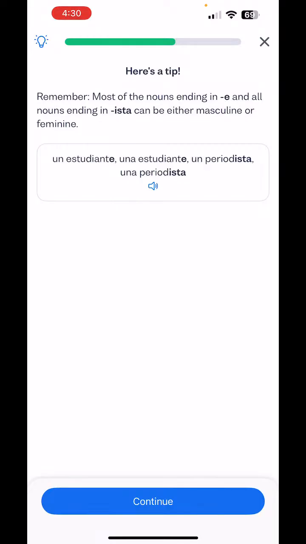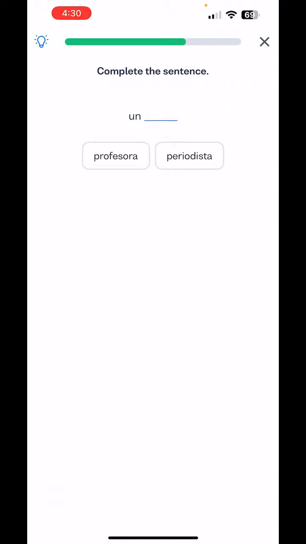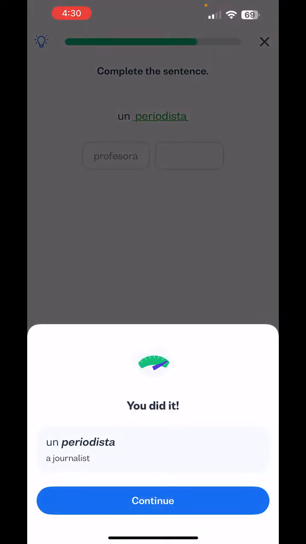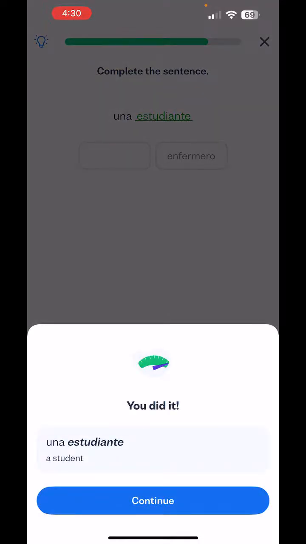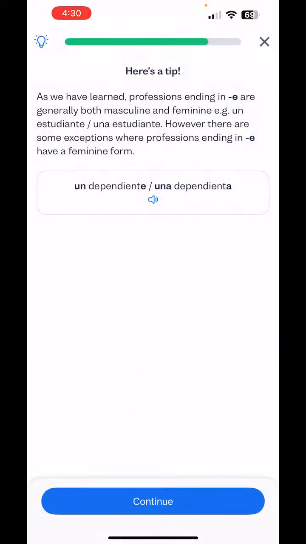Here's a tip. Remember, most of the nouns ending in E and all nouns ending in ista can be either masculine or feminine. Ooh, that's tricky. So, un estudiante, una estudiante, un periodista, una periodista. Okay. Un periodista, a journalist. Okay. Una estudiante. Oh, that's tricky.